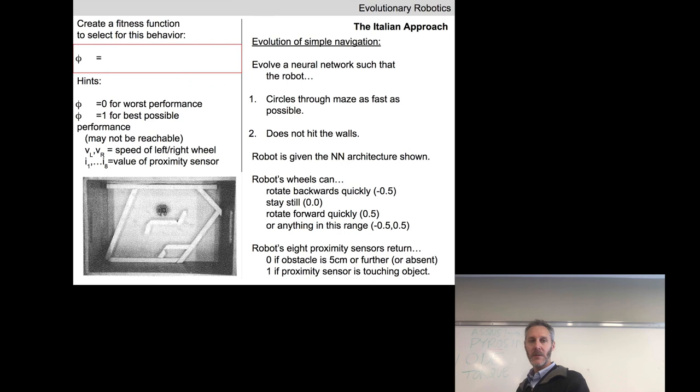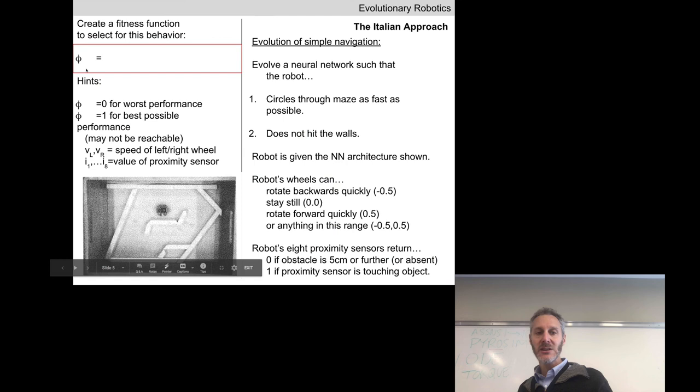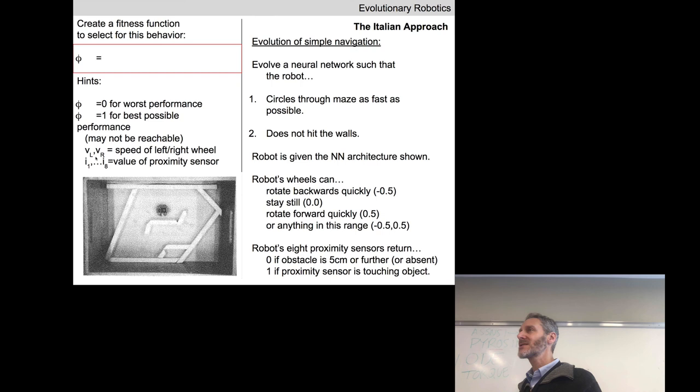Okay, we'll end with this slide. We have to create a fitness function, phi here. We're going to use these 10 different variables to build up this fitness function. The first two are the speed of the left and the right wheel, and I1 through I8 are the values of the proximity sensors. So we're going to have to use these to estimate how the robot is doing at going around and around the maze.